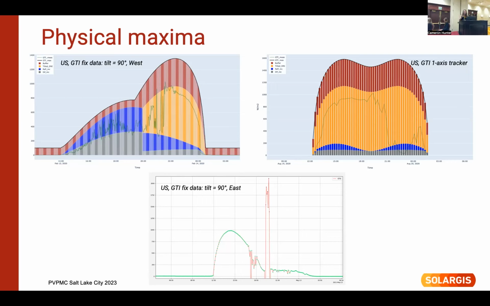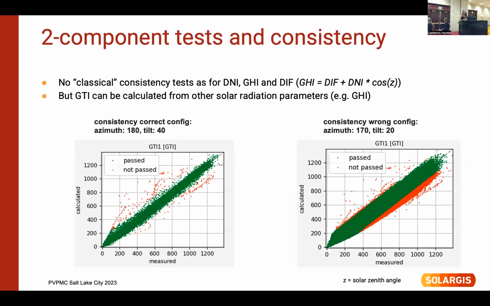Same thing on the right, but for one tracker system, where you basically have only this area where you have the clear sky DNI part. And in the bottom, you can see how this limit worked on one example of data, where you can see in red that a part was excluded by our physical limit. Okay, so that was physical maxima and minima.